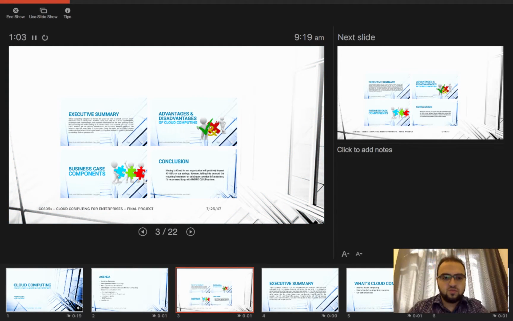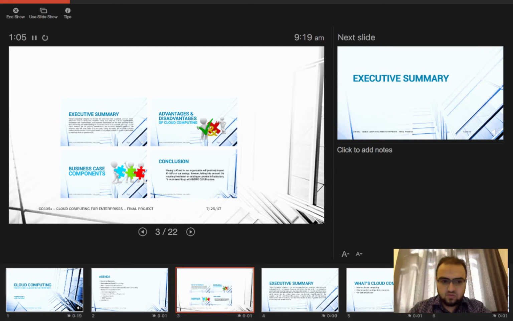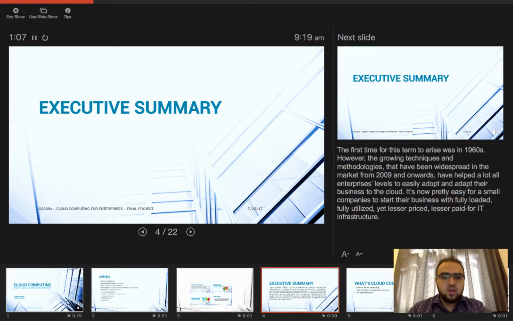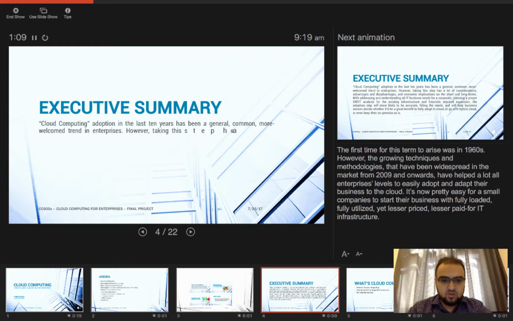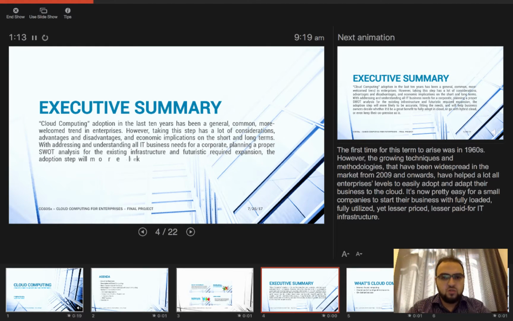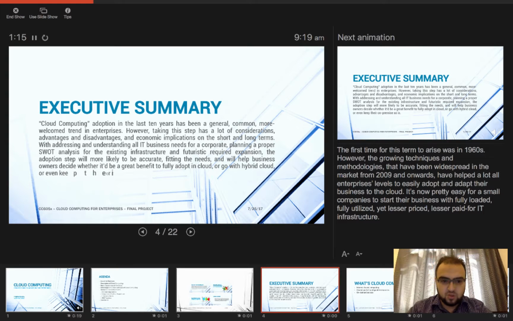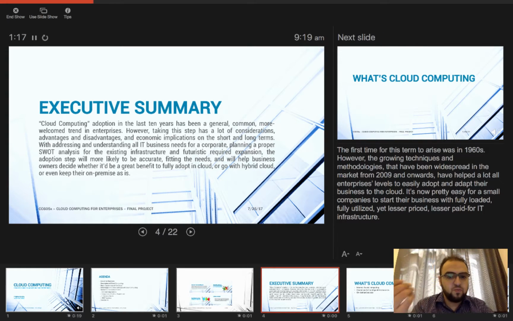So at the beginning, the executive summary. Cloud computing adoption in the last 10 years has been a more welcomed and more common trend in the enterprises. However, taking this step has a lot of considerations, advantages and disadvantages, as well as some economic implications on the short and long terms.